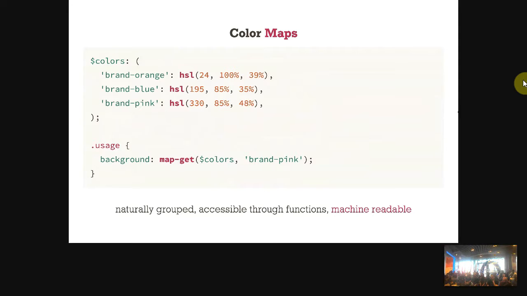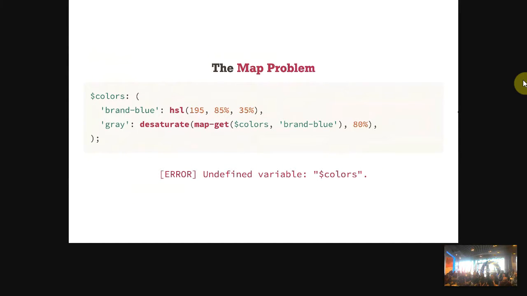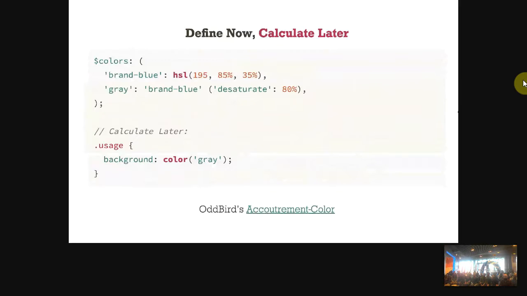So there's some other problems here too. When we're defining that map, we can't do colors based on other colors because we can't call these functions on a color that doesn't yet exist. Looking here at that gray, trying to adjust the brand blue, brand blue doesn't exist yet because colors hasn't finished defining at the time that we're trying to adjust it. So we get an undefined variable error. So this is a problem with my idea and something I had to solve.